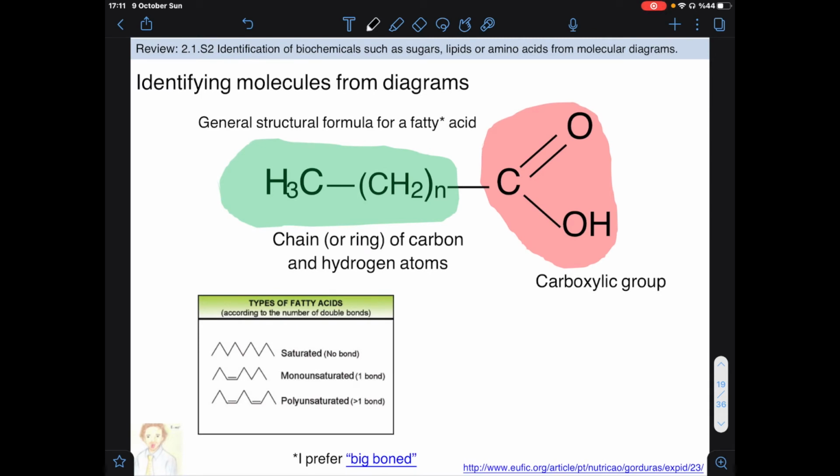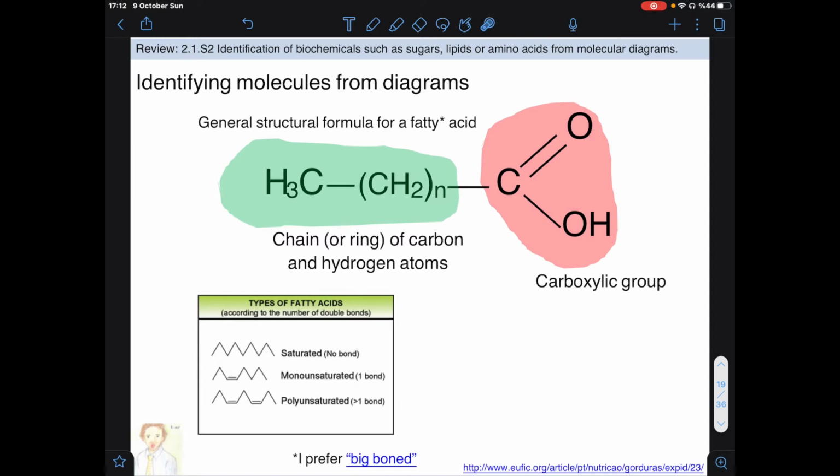Now, let's go back to the basics. Let's talk about the general structure for a fatty acid. So we said that triglycerides are made up of 3 fatty acids, and this is the structure of those fatty acids. So we have a chain of carbon and hydrogen atoms, so it says N because we don't know how many there are. And we also have a hydroxylic group.